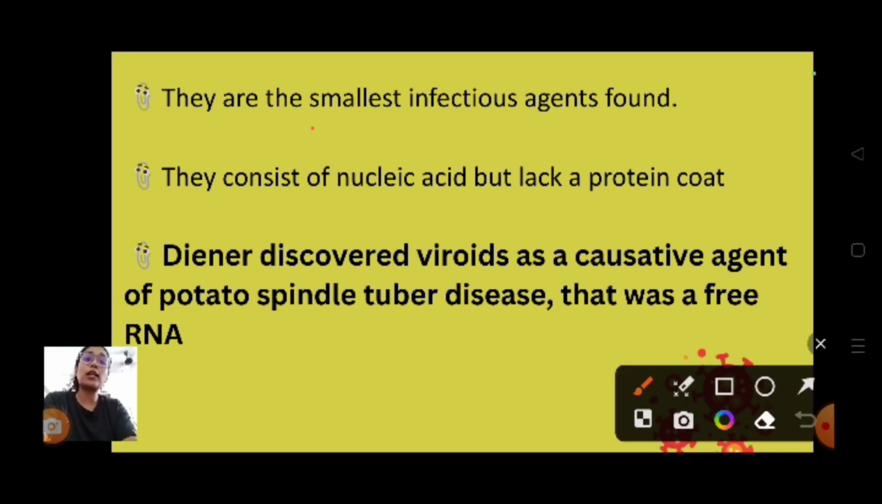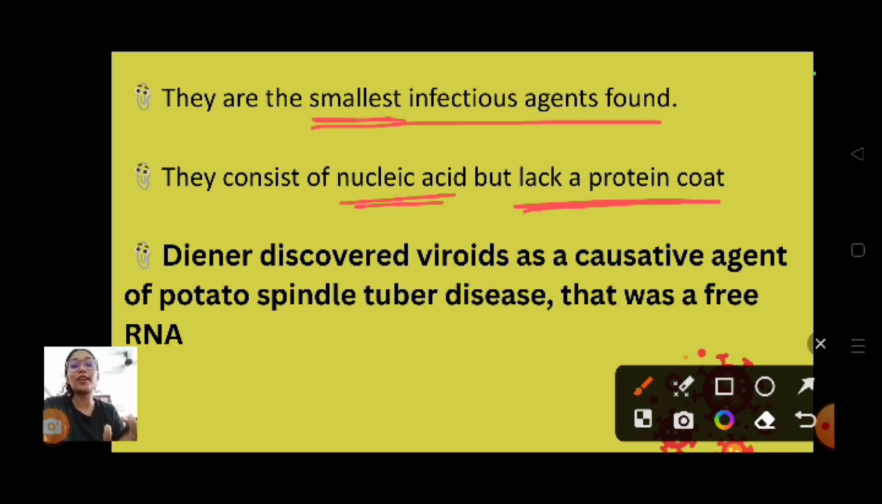They are the smallest infectious agent found, which means they are much smaller than the virus. The next point: they consist of nucleic acid only, but do not have any protein coat. Means the genetic material is freely floating. There is no outer coverage.